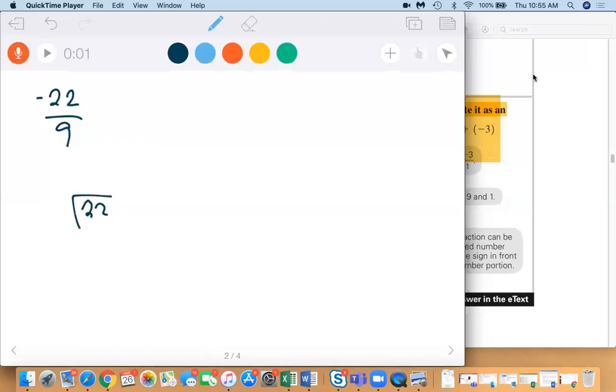22 divided by 9, and we're going to ignore the negative for now, but let's not forget that, okay? So how many times does 9 go into 22? 2 times, right? So we end up 2 times 9 with 18. That gives us 4. So 22 divided by 9 is 2 remainder 4. That means that this equals negative 2 and 4 ninths.